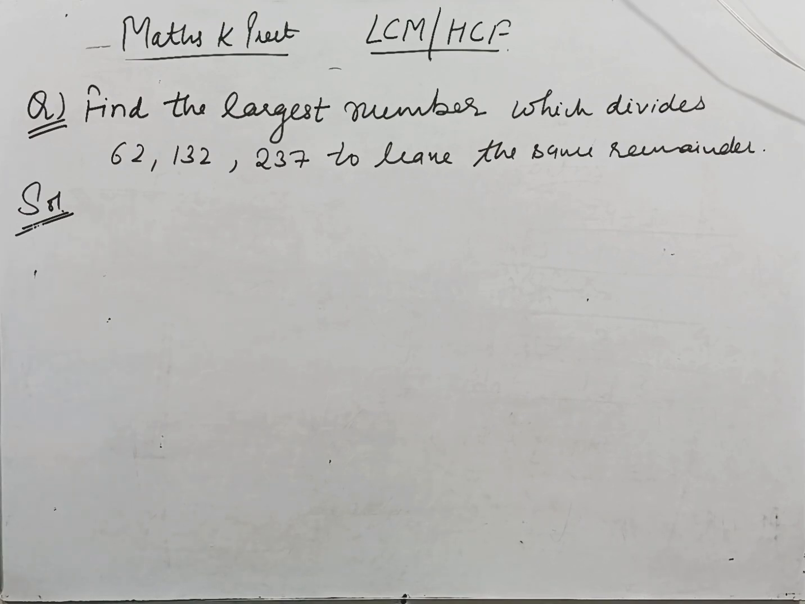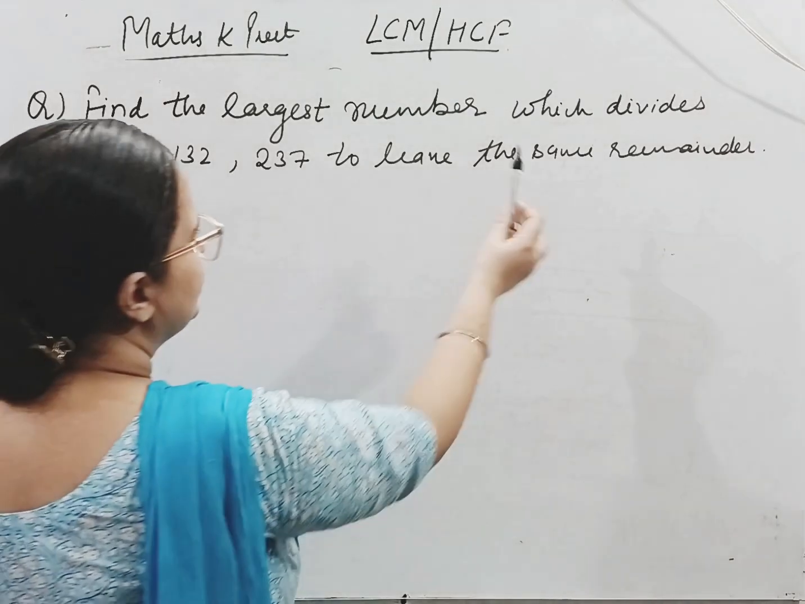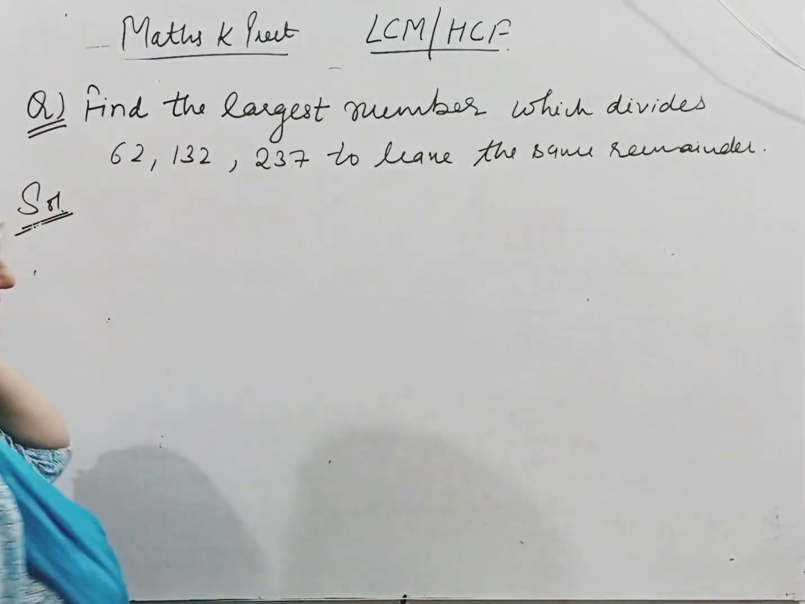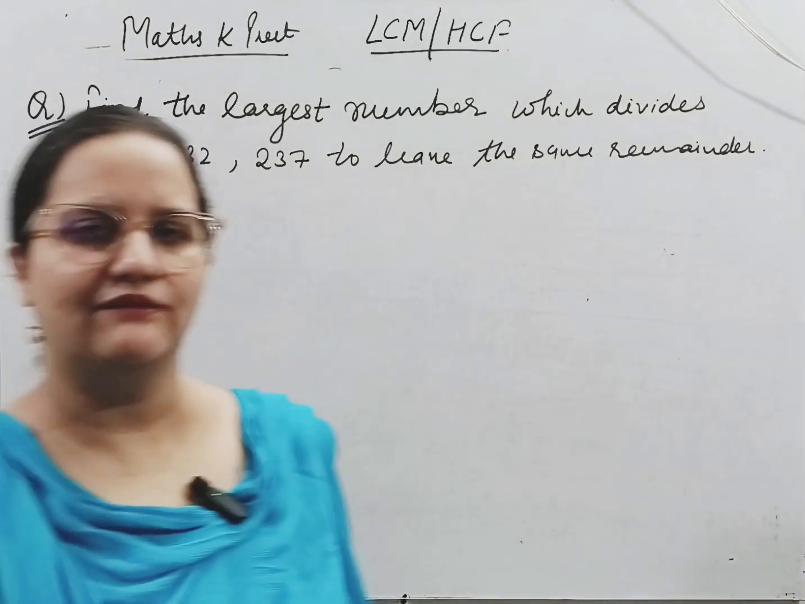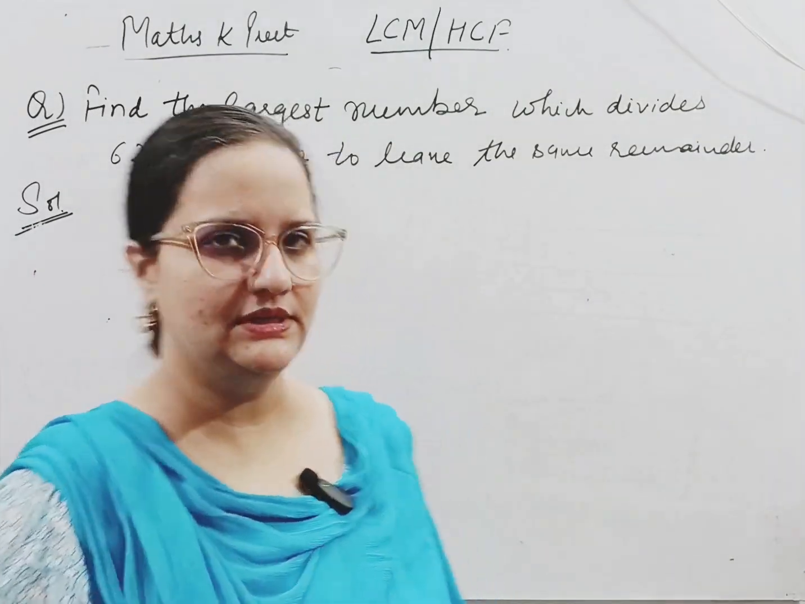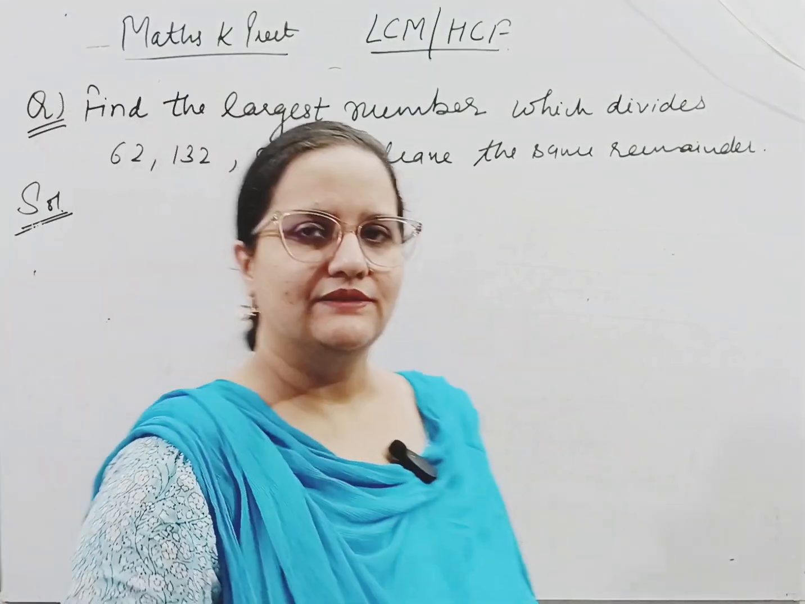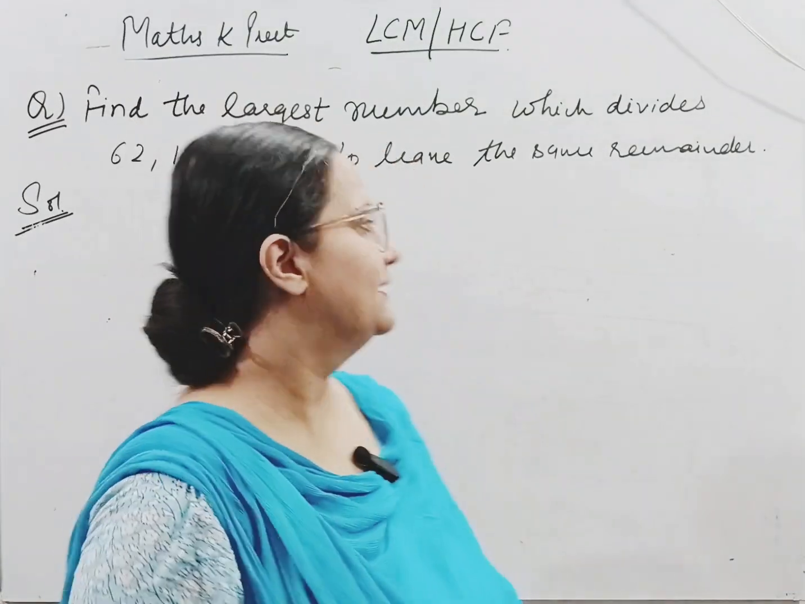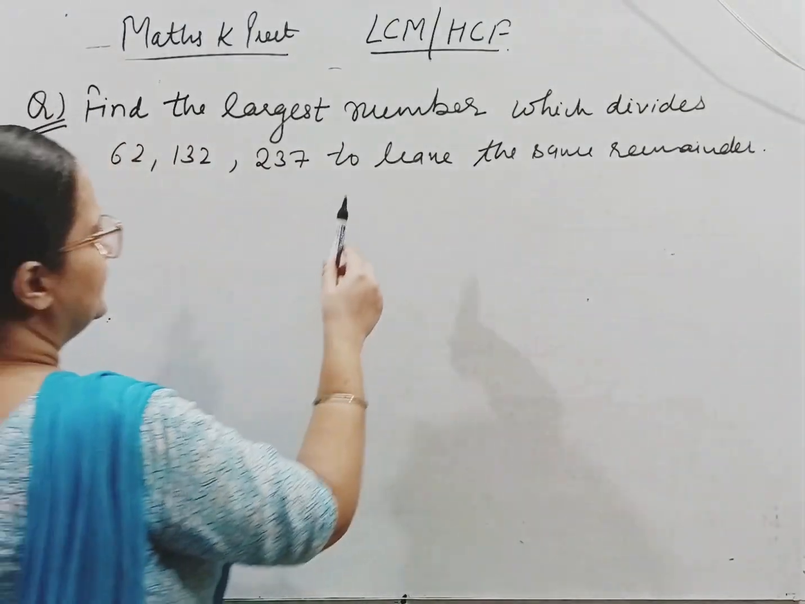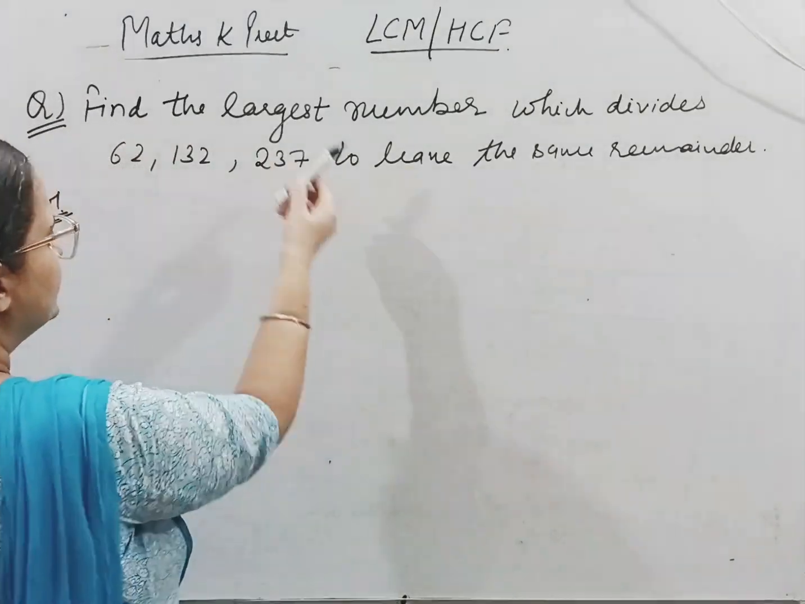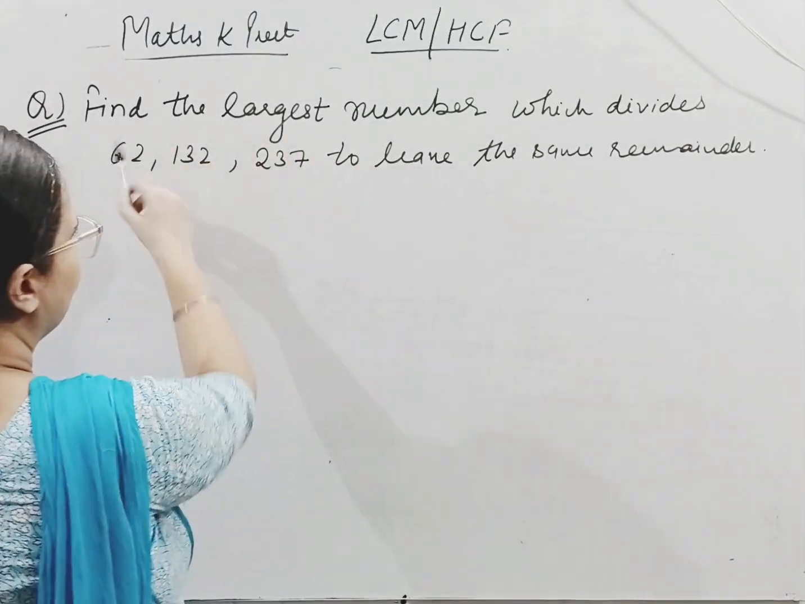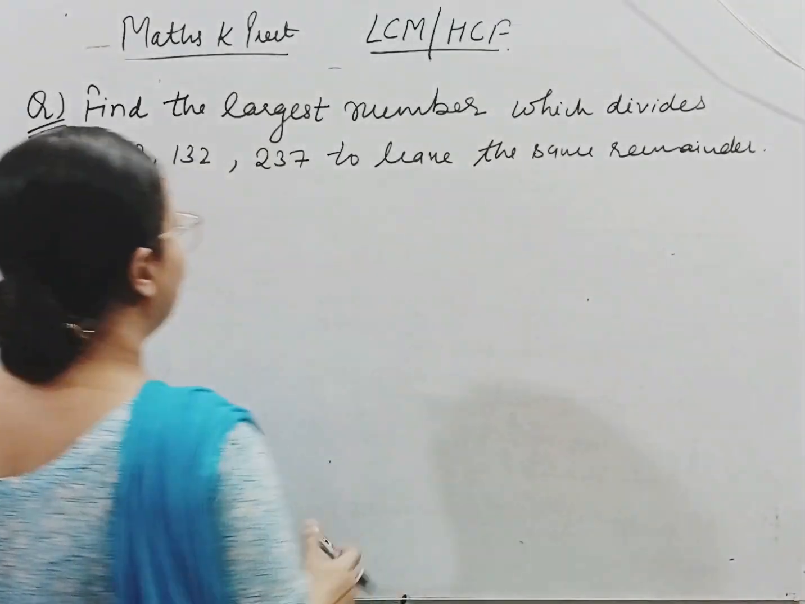Let's see this question. Find the largest number which divides 62, 132, 237. Once again we have to find the largest number which is dividing these three numbers. Dividing and largest means we have to calculate GCD, HCF or GCM. Leave the same remainder. In the last question we have seen the different remainders, and here in this question on dividing these three numbers by that largest number which we have to find, remainder is same in each case.